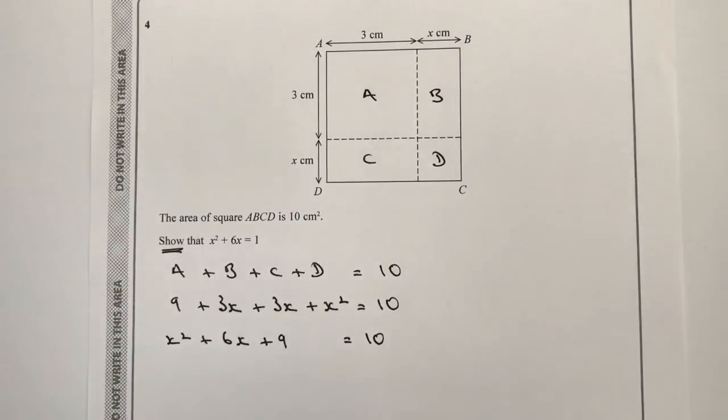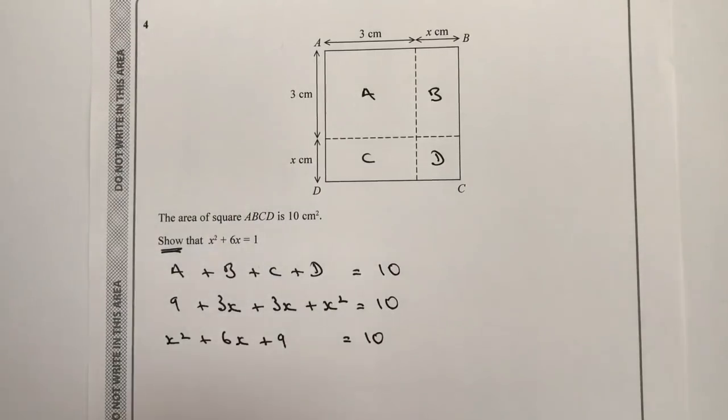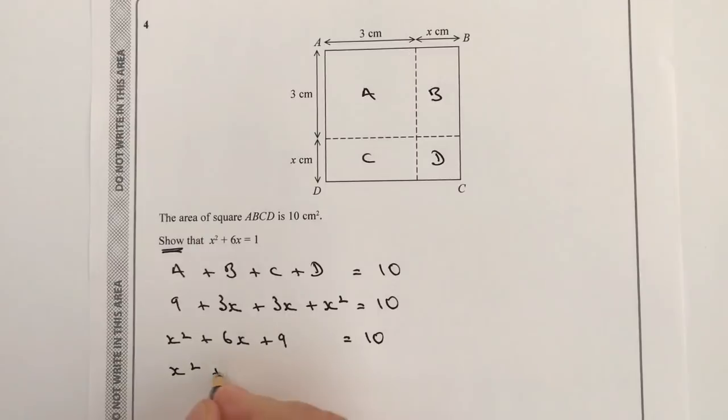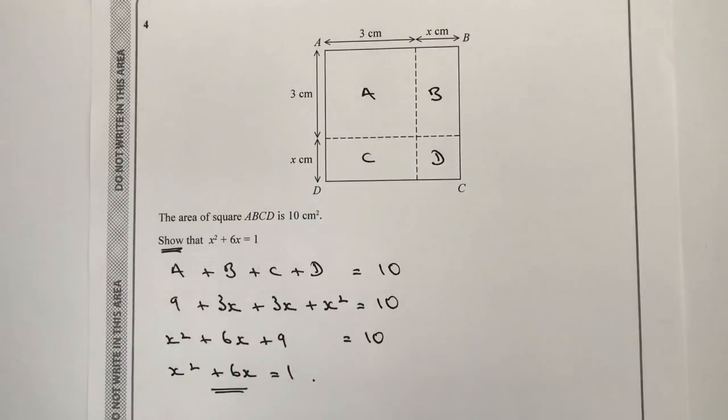Well, in order for me to make it equal to 1, I need to take this 9 over to the other side. So I'm going to minus 9 from both sides, and I get x squared plus 6x equals 1. And that's the end of that particular question. Hope that's okay for you. Like a lot of these things, you need to make it as clear as you possibly can, particularly for 3 marks in that particular question, to make sure that you're demonstrating to the examiner that you understand what it is that they're asking you to do.